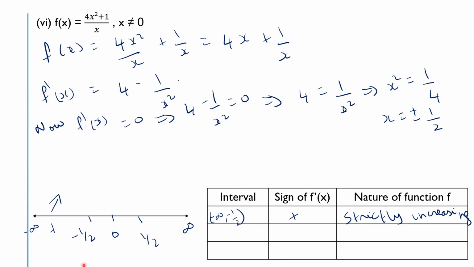Now we have the next interval, minus half to 0. If we substitute a point, say minus 1 by 4, and check, we get f dash of x as negative. Again in the interval 0 to half, if we substitute plus 1 by 4 and check, we again get the sign of f dash of x as negative. So in these two intervals, the sign of f dash of x is negative, so the nature of function f is strictly decreasing.